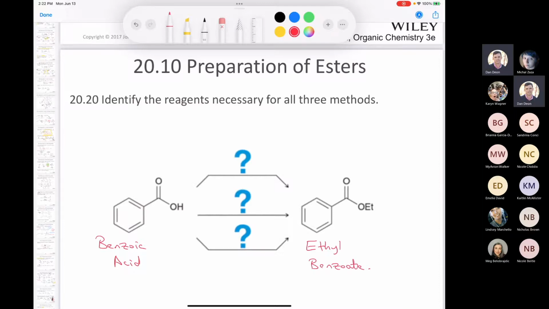Again, we learned 3 ways. I wouldn't expect you to be able to regurgitate all 3 of them this second. Could anybody tell me one that they maybe have in their mind, a way to make an ester? Even if it's anything that we've learned would be fair game. What's a way that we could make this ethyl ester, this ethyl benzoate, from benzoic acid?